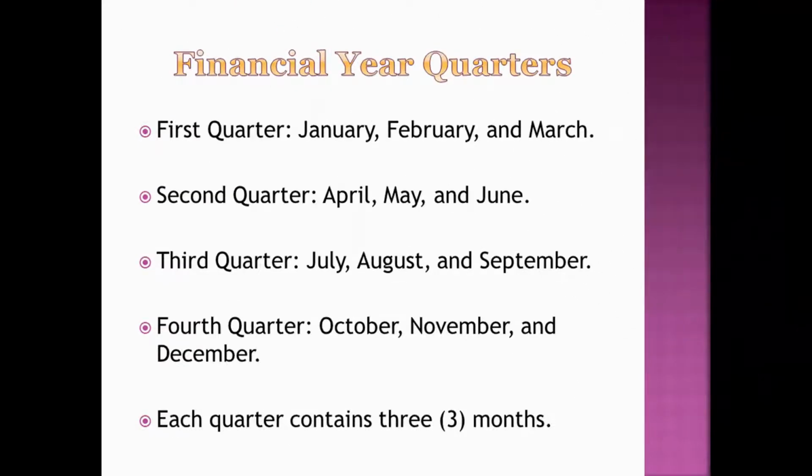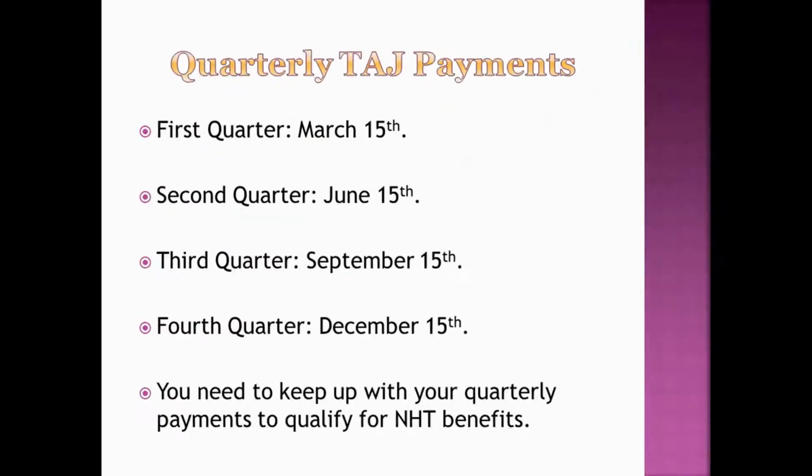So January, February, March, that's the first quarter, first 3 months. Then April, May, June, that's the second quarter. Then July, August, September, that's the third quarter. And then October, November, December, that's the fourth quarter. On March 15th, June 15th, September 15th, and December 15th, you will be paying your estimated tax as well as your NHT contribution as at those dates.